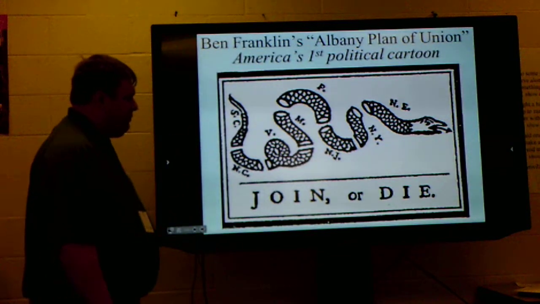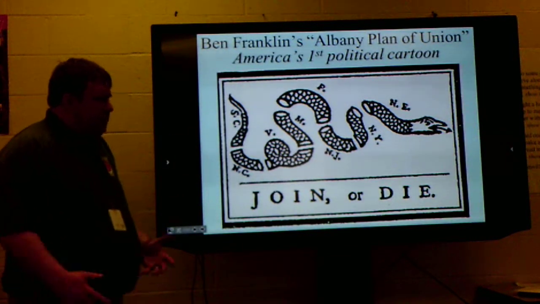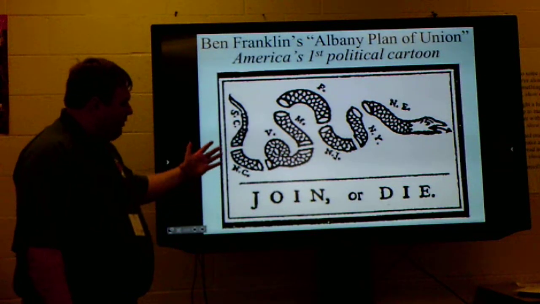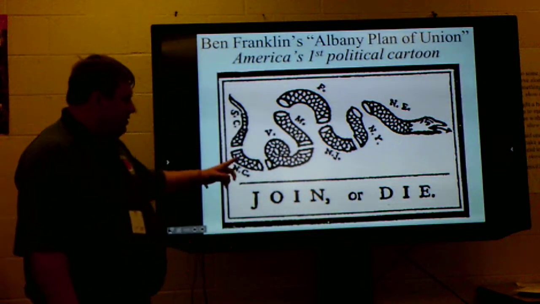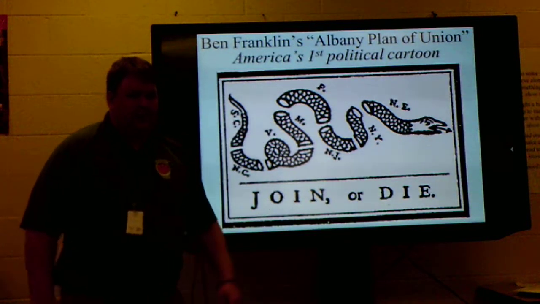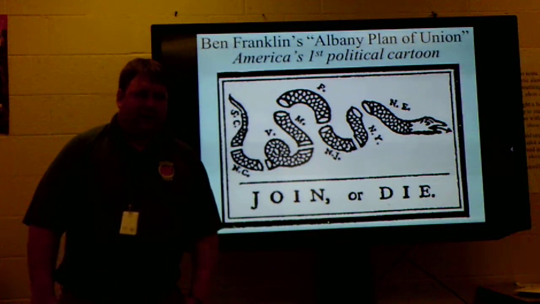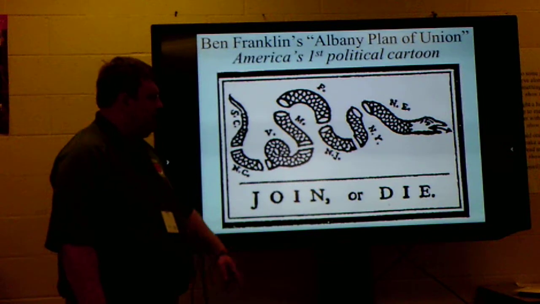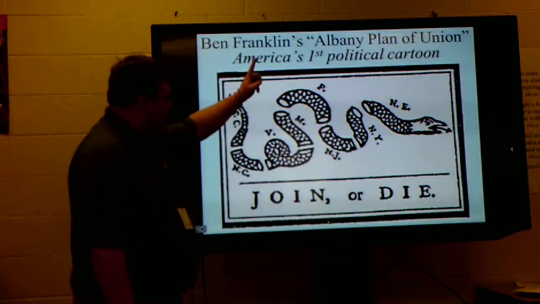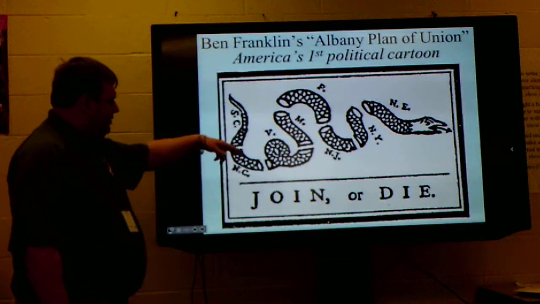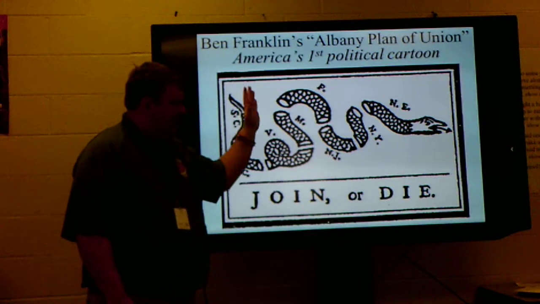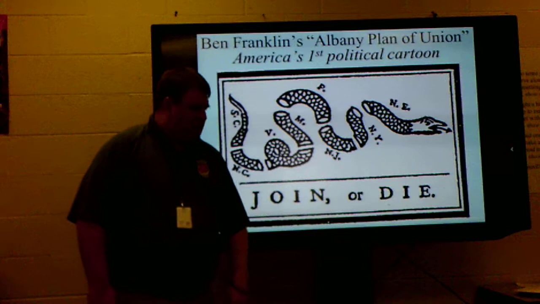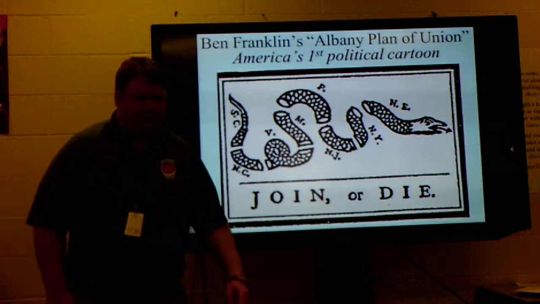Now, you can look at this picture and you can start to deduce what it means. First of all, you see a snake, and that snake is cut up into parts. And there are abbreviations by each one, and those represent different colonies or parts of colonies: New England, New York, Pennsylvania, New Jersey, Massachusetts, and so forth. So you look at this and you can tell it's separated. And it says join or die.